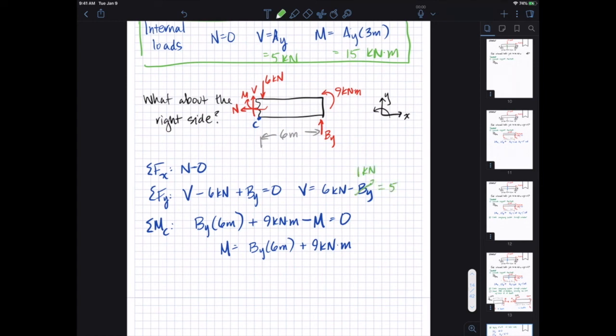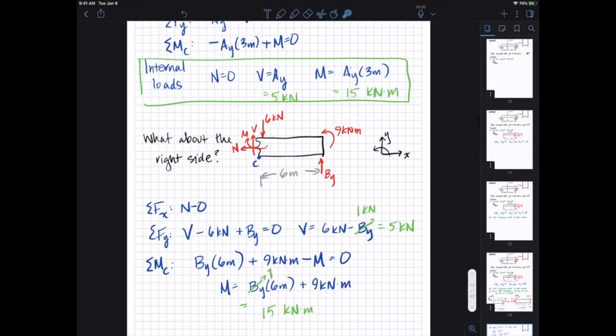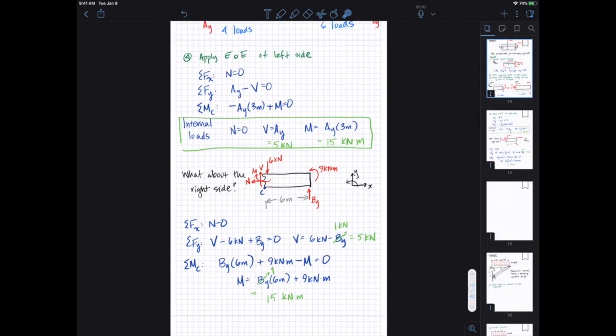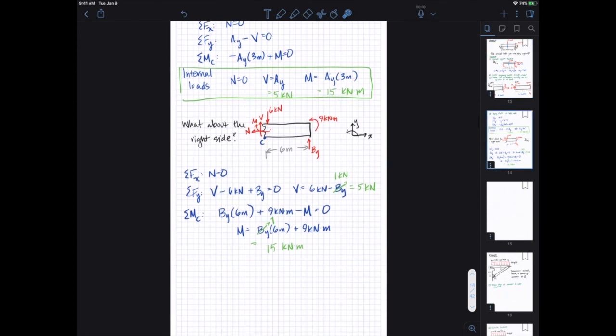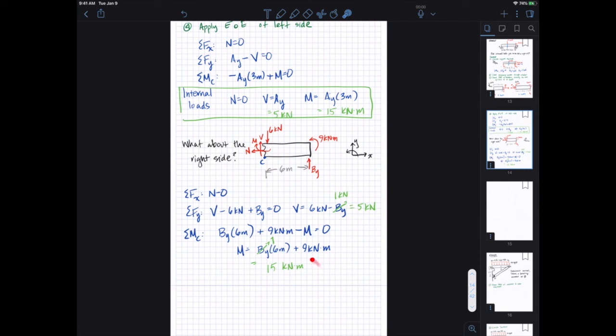So shear is again equal to 5 kilonewtons. And now similarly, the moment is equal to 15 kilonewton meters. This should hopefully make sense, since we would expect the shear, the moment, and the normal force to all be the same right at that point where we've made the cut. And so we do in fact get the same set of forces here, here, here, and here, right? Okay, let's do another example.